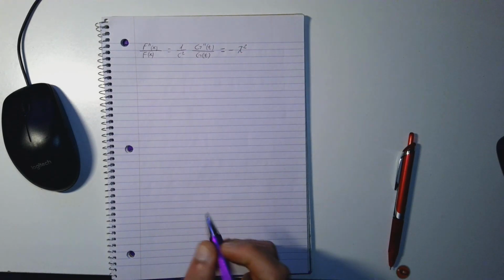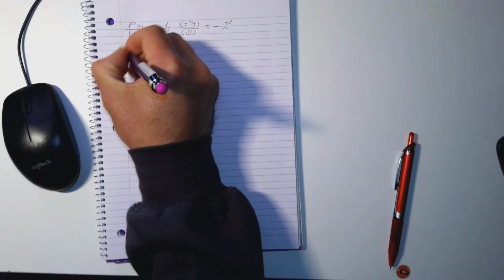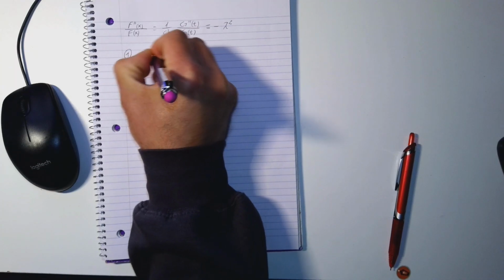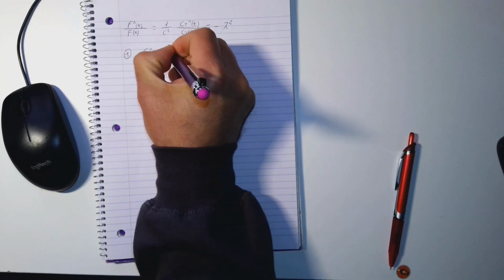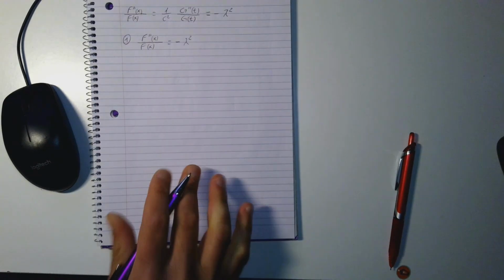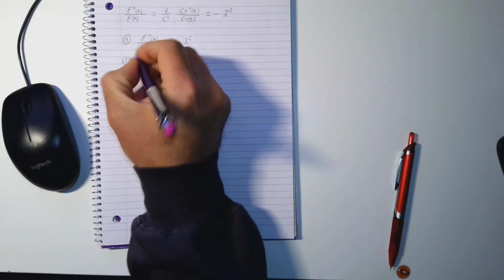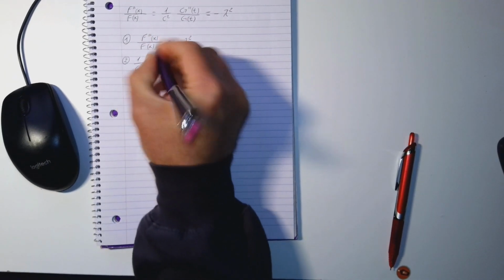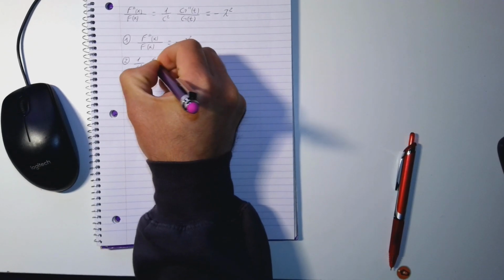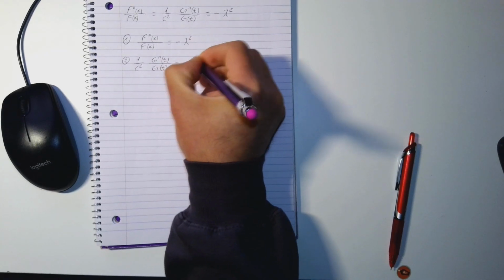Let me write that down so we can talk about this. So the first equation is f double prime of x divided by f of x equal to negative lambda square. The second is 1 over c square g double prime of t divided by g of t equal to also negative lambda square.